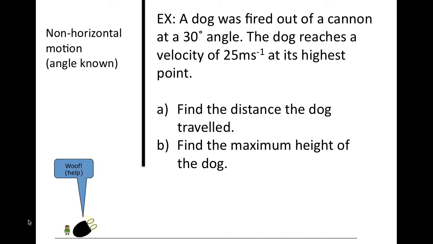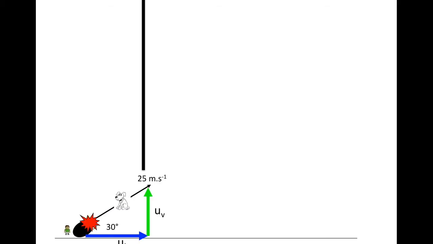For non-horizontal motion, where we know the angle that the object was launched, here's what we can do. So here's an example where a dog was fired out of a cannon at a 30-degree angle. The dog reaches the velocity of 25 meters per second at its highest point. Find the distance that the dog traveled and the maximum height the dog had in his journey.